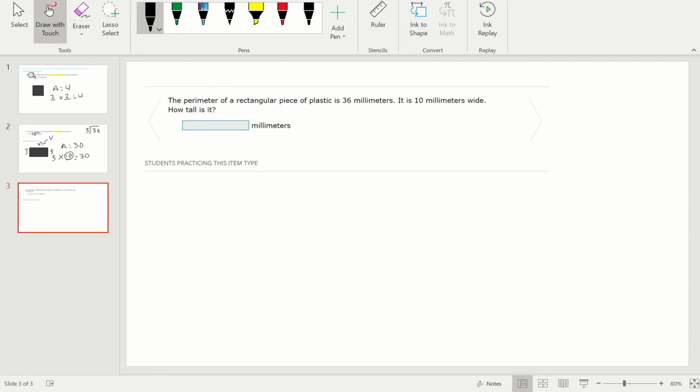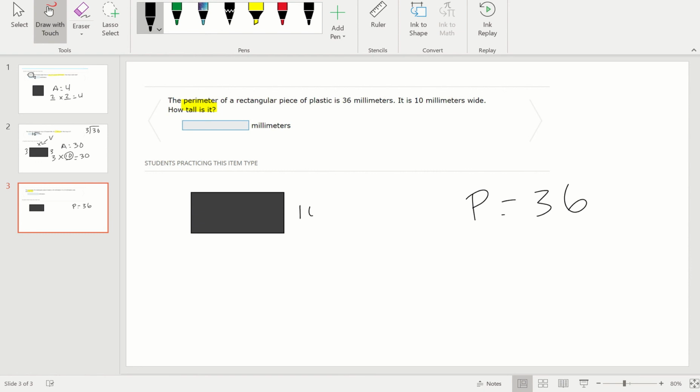Last but not least, perimeter is a little bit harder to do when there's a missing number. But once again, we're dealing with the perimeter here. And I am going to make a rectangle. And it says the perimeter of a rectangular piece of plastic is 36 millimeters. It is 10 millimeters wide. So we know that this is 10 and this is 10. Okay? So that means that we don't know what the length is. But we do know that whatever that x is, it has to be the same.